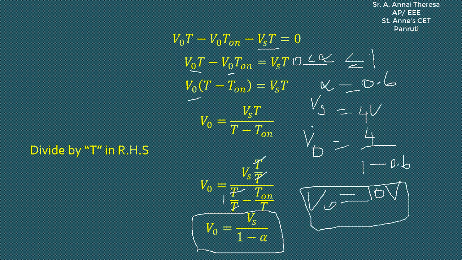What is the input voltage? Input voltage is 4 volt. So the output voltage is greater than this input voltage. That's why this type of converter is called boost converter. So by varying this alpha between 0 and 1, we can get the variable output voltage.